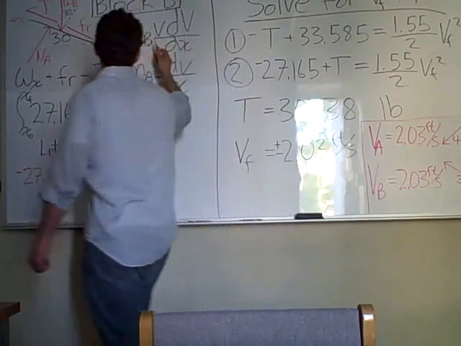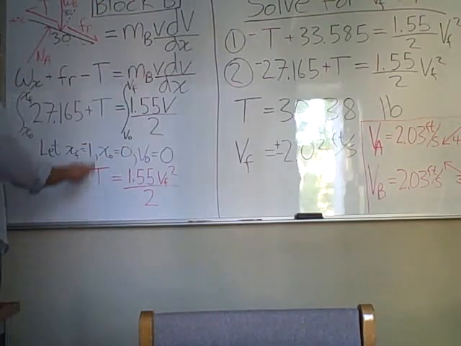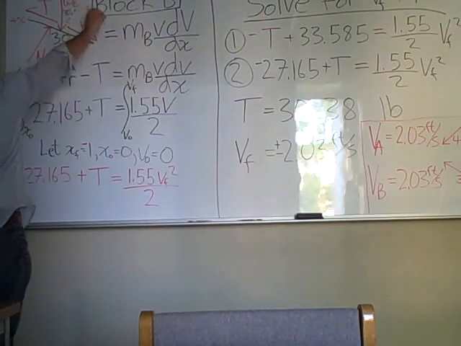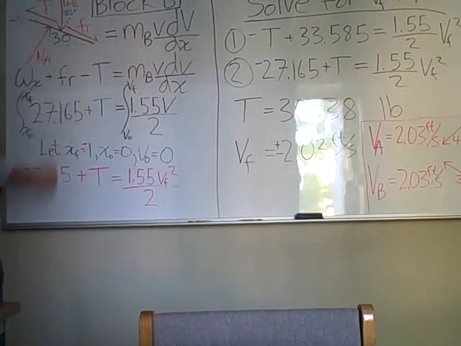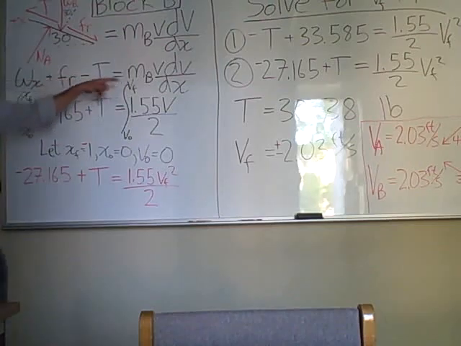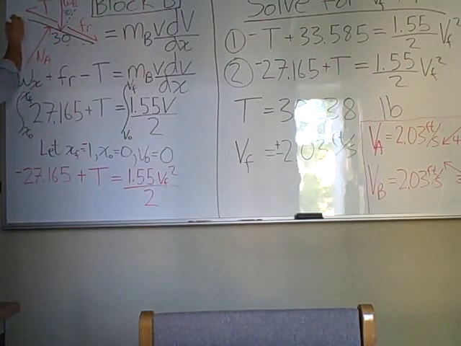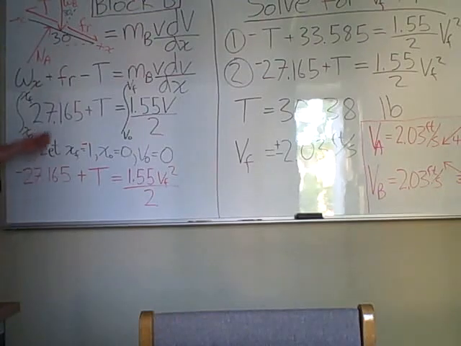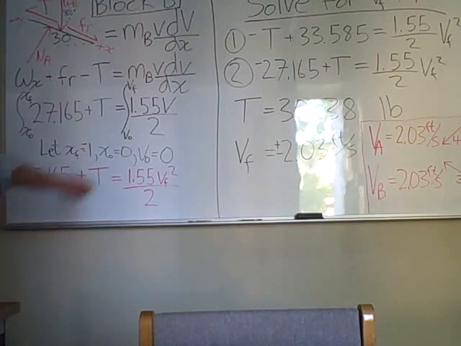And that's going to equal the mass of block B times the acceleration. And so the sum of the forces: weight in the x direction, friction, tension equals friction minus tension. Oh, I'm sorry, this is negative x here. Negative x. This is positive x. That's very important. Equals mass times acceleration. And again, we're going to bring the dx over.